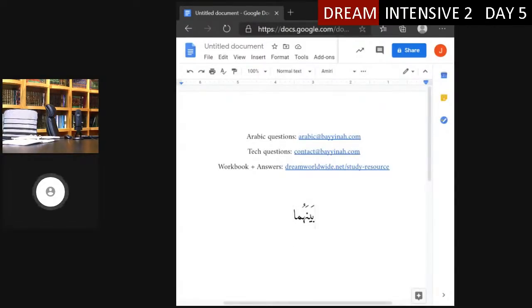This ba is not the harf of jar. Remember, the harf of jar ba won't have a fatha, it will have a kasra, it will be bi. And then it would need to be attached to an ism, and that ism would also be jar. So we can also know that this isn't the harf ba because it's not making the word after it jar.